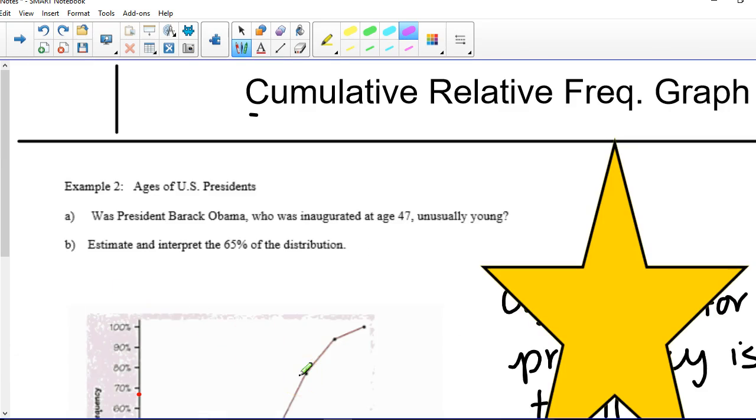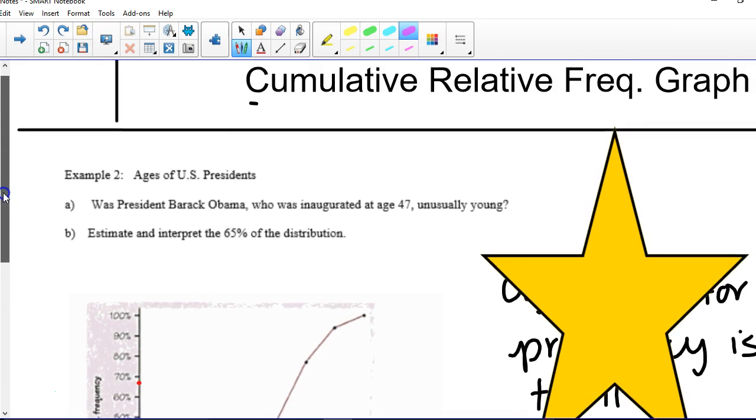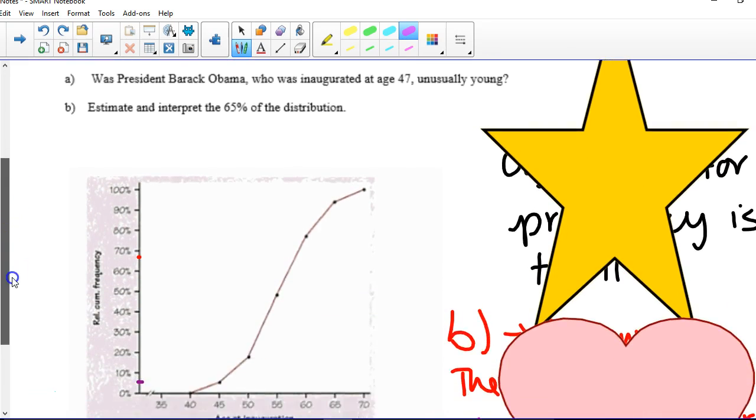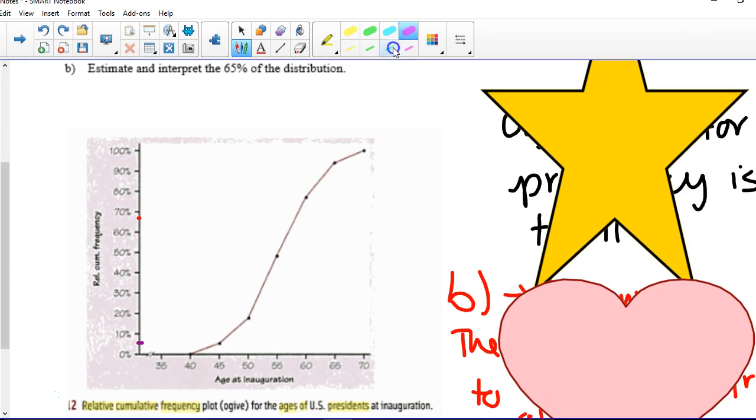A cumulative relative frequency graph is your next heading. Example 2, please glue this down, ages of U.S. presidents. Pause, glue, and then I'll explain. So, ages of U.S. presidents: President Barack Obama was inaugurated at age 47, unusually young. Estimate and interpret the 65th percentile of the distribution. Okay, so here we have a cumulative relative frequency graph. Down here, you can see the ages at inauguration.